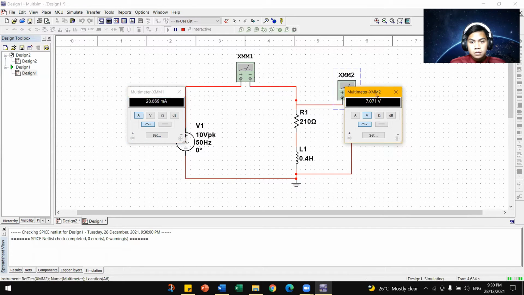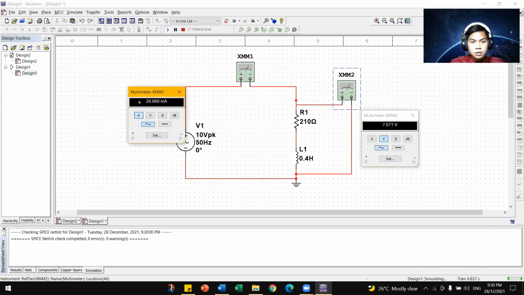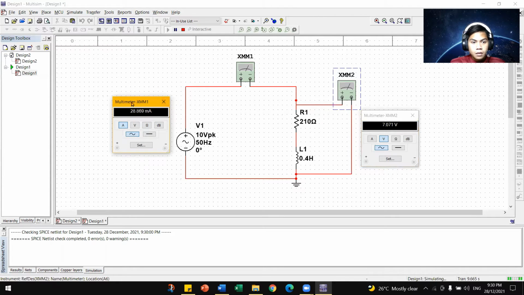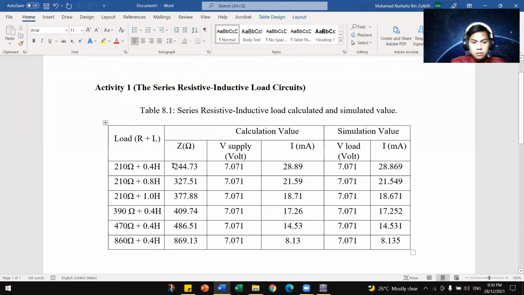Here is the voltmeter and here is the ammeter. So it shows 28.869 milliampere, and for voltage is 7.071. So I already did all the readings for the other variable of load. So this is the simulation value that I got from the simulation.